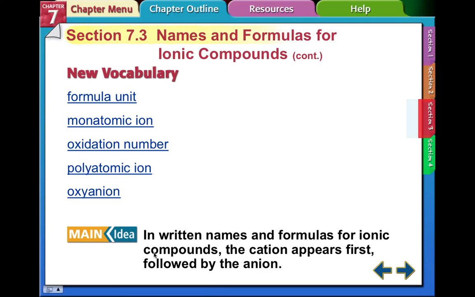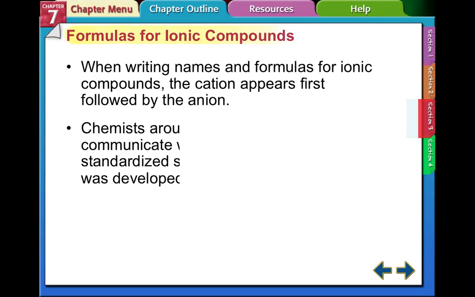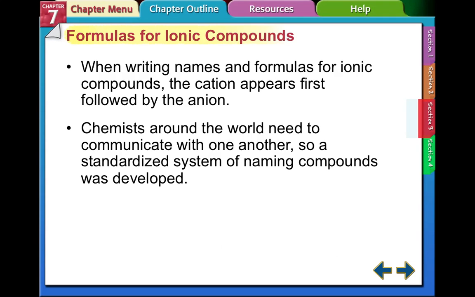Main idea for this section: in written names and formulas for ionic compounds, the cation appears first, followed by the anion. So remember, the positive always goes first. Okay, when writing names and formulas for ionic compounds, as we had just stated, the cation always goes first. So you have the positive and then the negative.